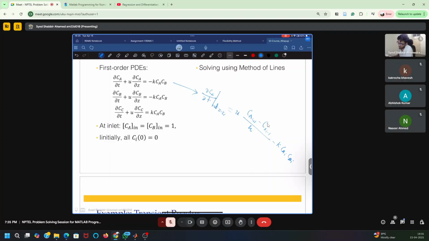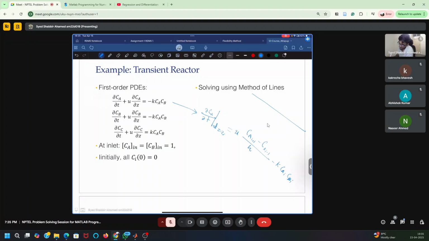So I have a domain like this. Z is my domain. I will divide it into n parts, like 1, 2, 3. So I'll have Z1, Z2, Z3, Z4, like that, up to Z(n+1). If I divide it into n segments, I'll have n plus 1 nodes. So I'll write this for each Z. I'll start from here and write it for each Z_i.